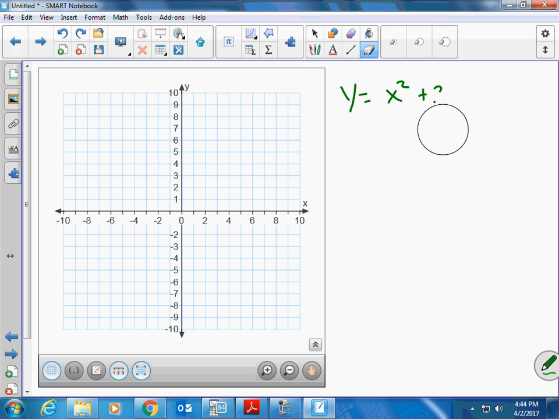No, I'm going to change that. Sorry. All right, sketch graph. Okay. I'm going to use the pattern.